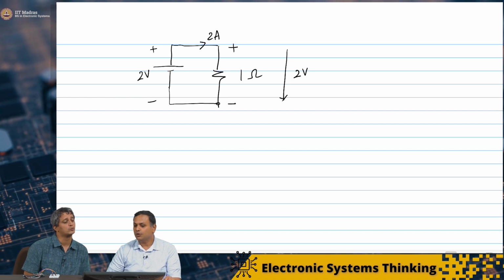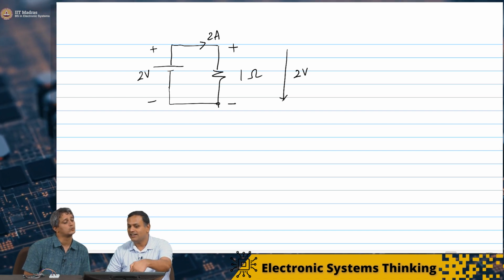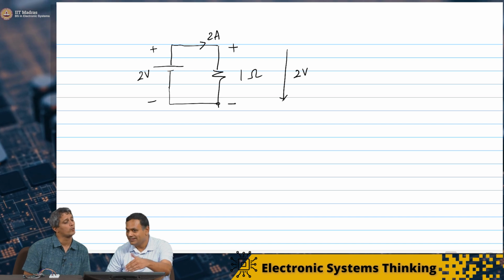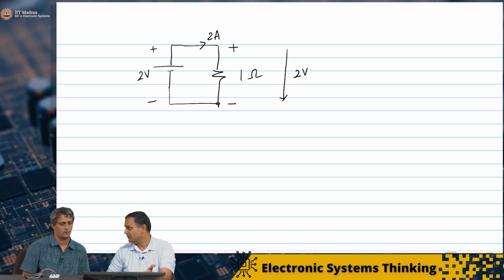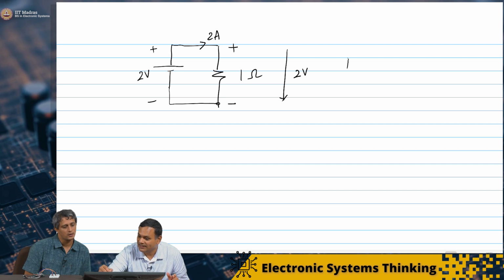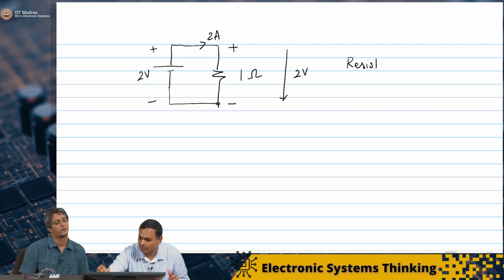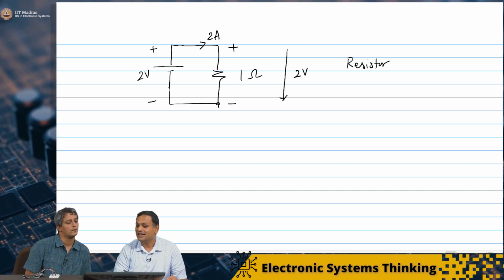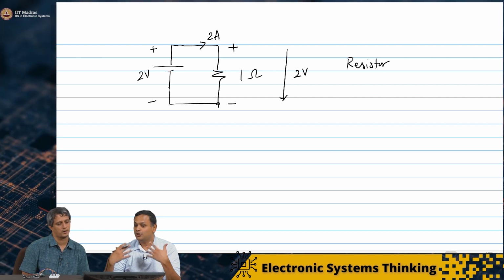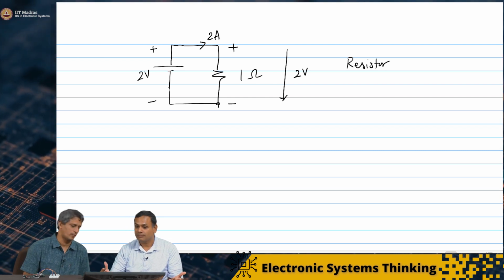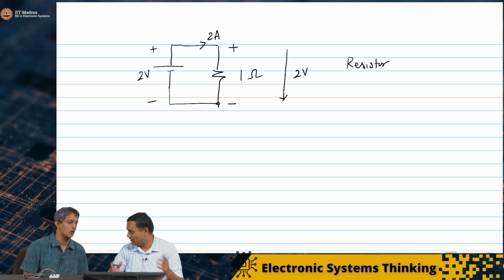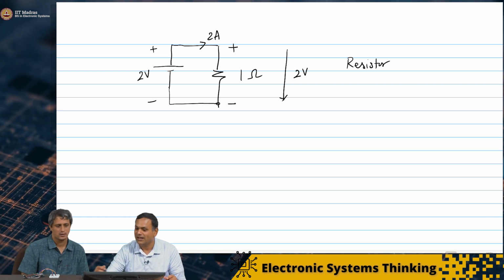So you can see that the current of 2 amperes is entering the positive terminal. We say that the resistor is absorbing power. It is sorry, 4 watts of power, because power is V squared by R.